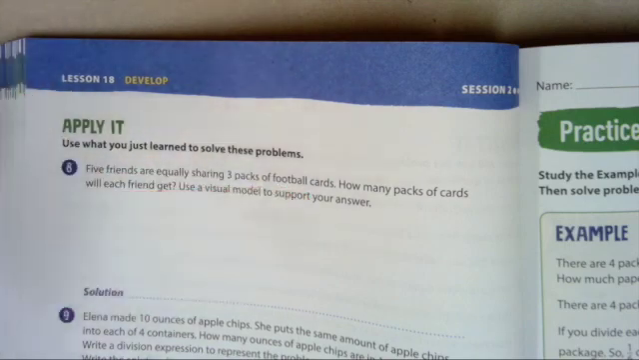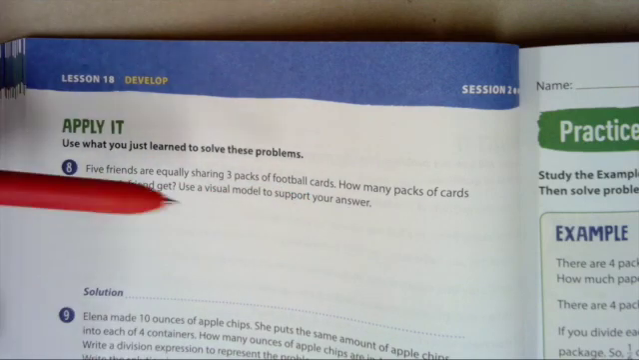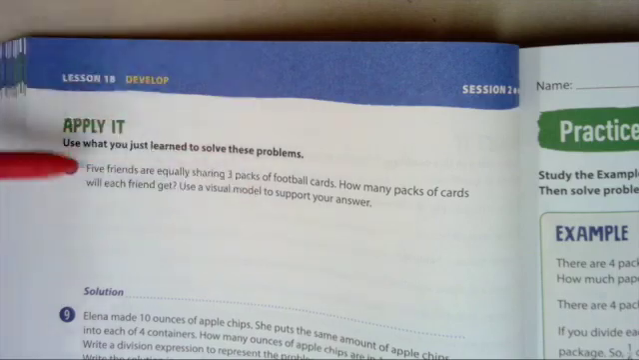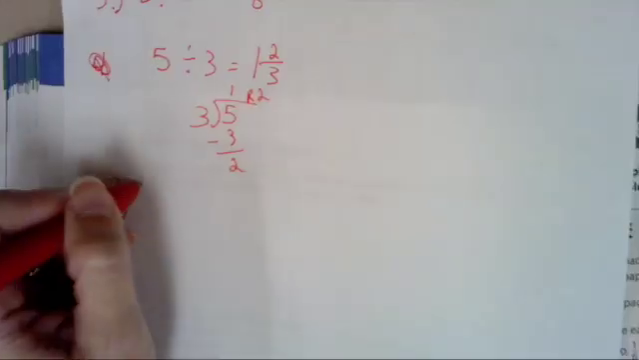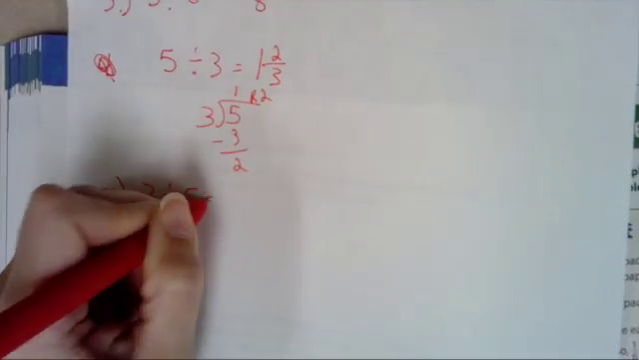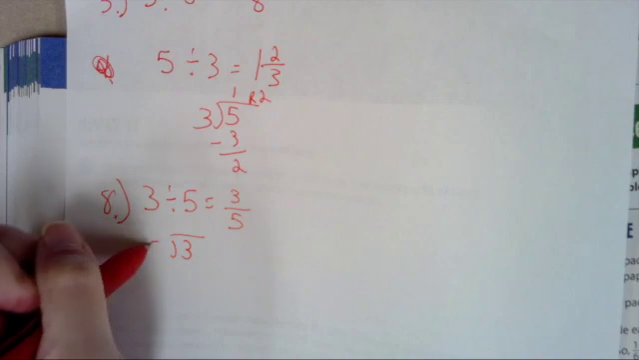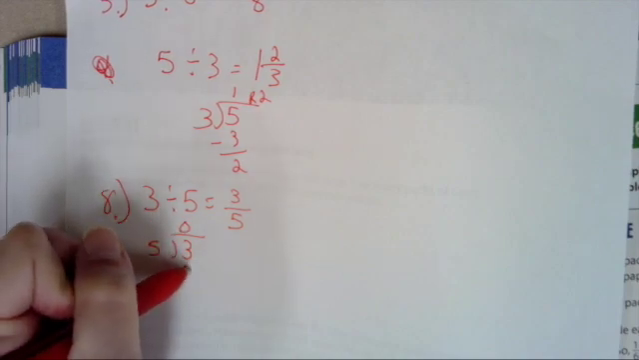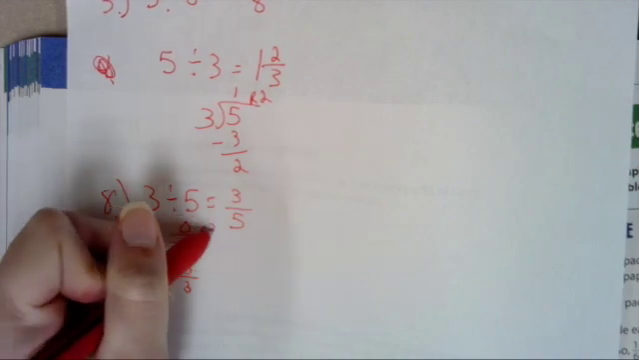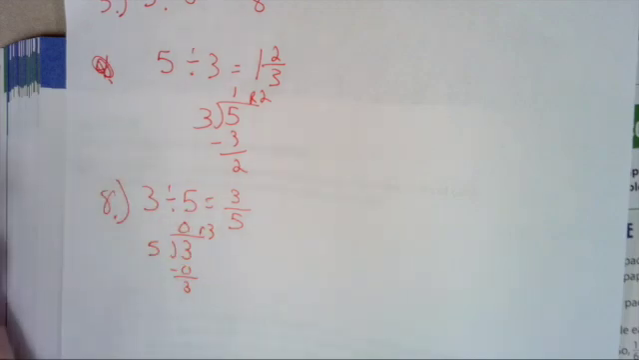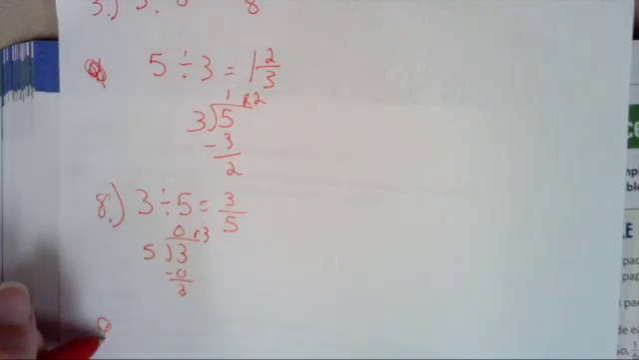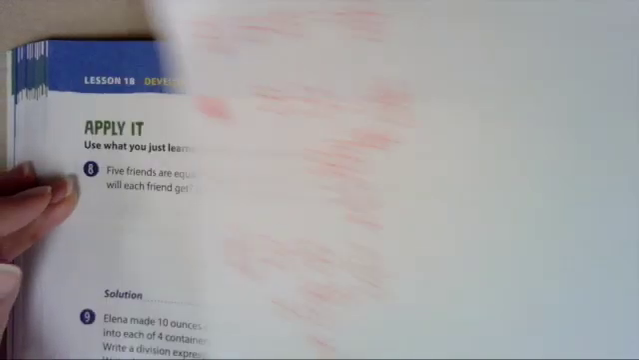We have 3 cards, or 3 packs of cards. So it's going to be 3 divided by the 5 friends. 3 divided by 5, which is the same thing as 3/5. 3 divided by 5, if we actually worked it out, it goes in there 0 times, and we have a remainder of 3. 0 and 3/5, or you could just put 3/5. Number 9.